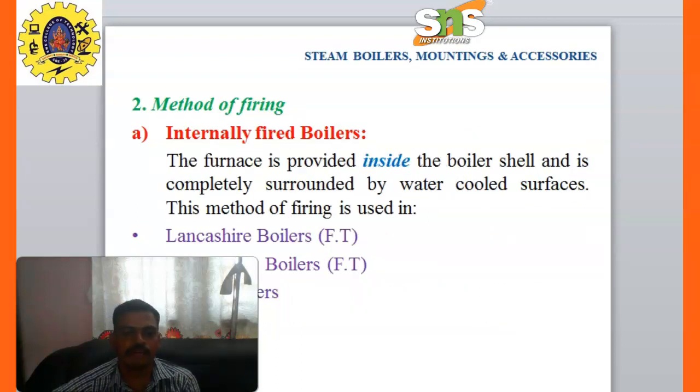Method of firing. Internally fired boiler: the furnace is provided inside the boiler shell and it is completely surrounded by water cooled surfaces. This method of firing is used in Lancashire boiler, locomotive boiler, Scotch boiler.